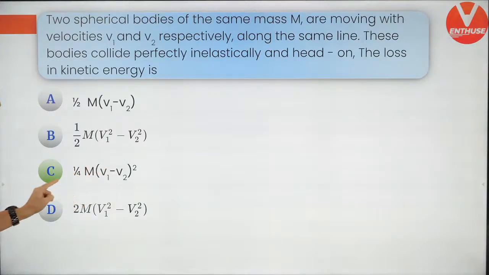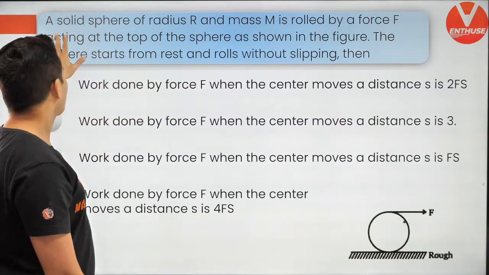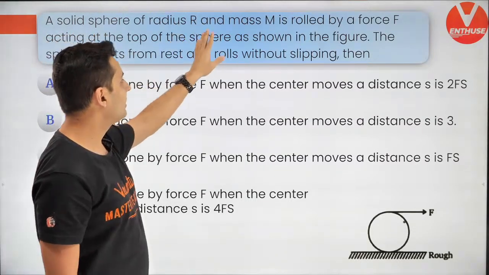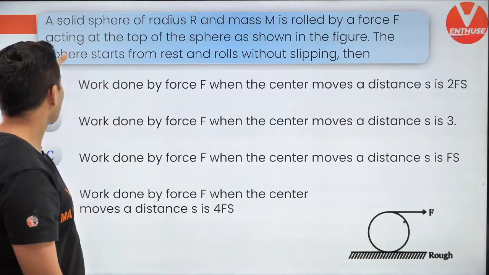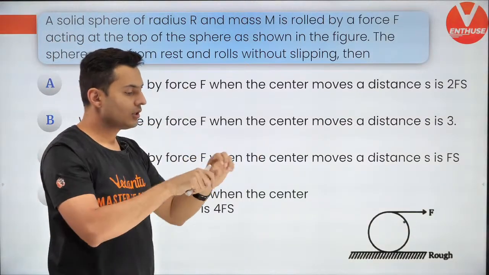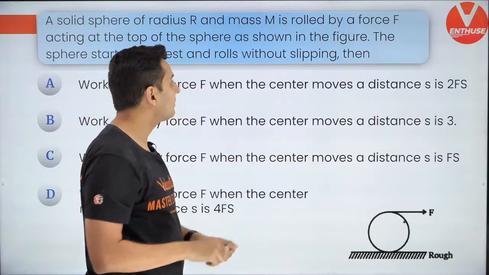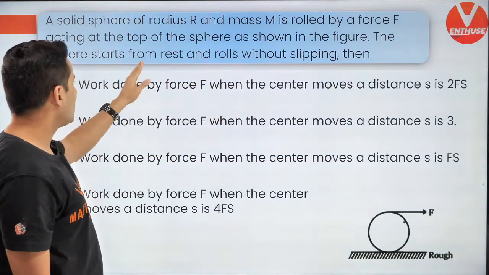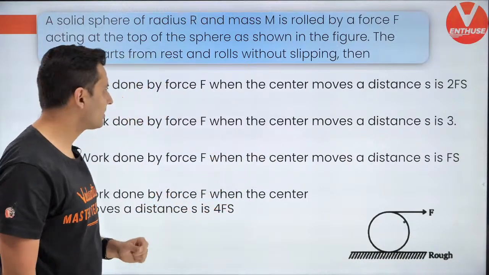Yes, that's the answer. 1 by 4 v1 minus v2 whole square. Next question up on your screen. There is a solid sphere of some radius r, mass m, and it is rolling by applying some force acting at the top surface. So there is a sphere and it is rolling, and you are applying the force only on the top surface. The sphere starts from rest and rolls without slipping. Then only one option is correct.